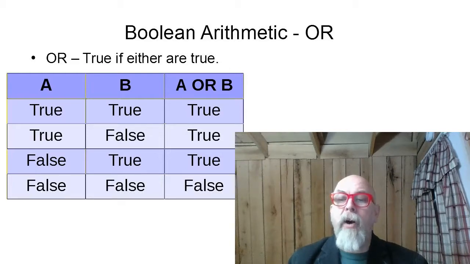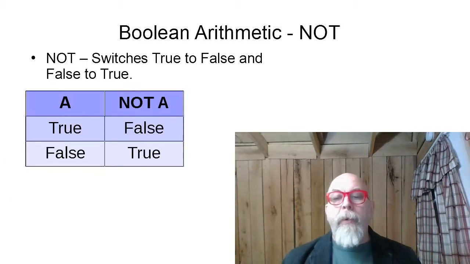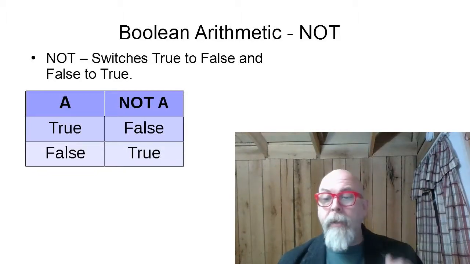Now, let's move on to the NOT operator. The NOT operator is different than and and OR because it only takes one value. NOT is the complement operator, thus reversing true to false and false to true. And you can see that in the truth table here on the slide.